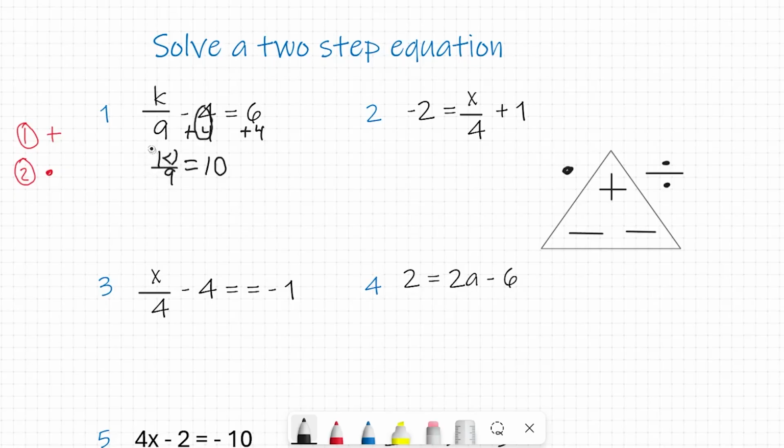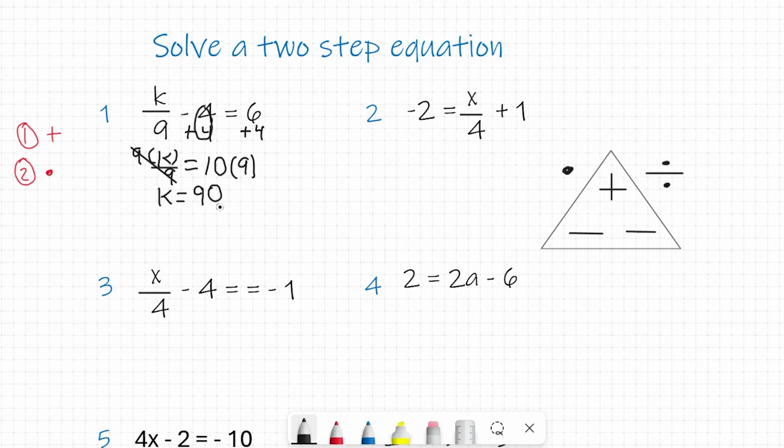So that means I'm gonna be multiplying by 9. Whatever you do to one side, you do it to the other side of the equal sign. And then 9 divided by 9 is gonna be 1. 1 times k, you're gonna get k equals, and on the other side, this parenthesis means that you're multiplying. 9 times 10, you're gonna be getting 90. Okay, and now that k is by itself, we say that k equals 90.